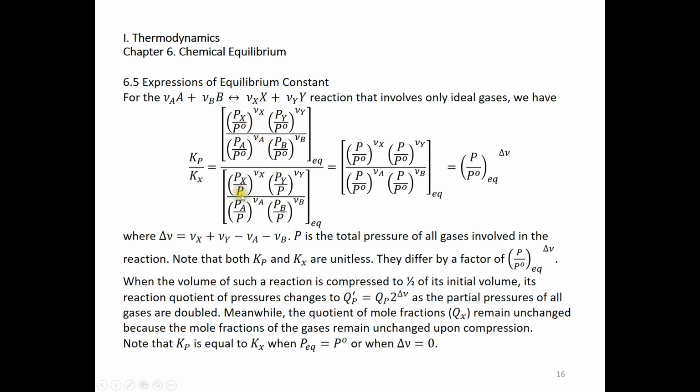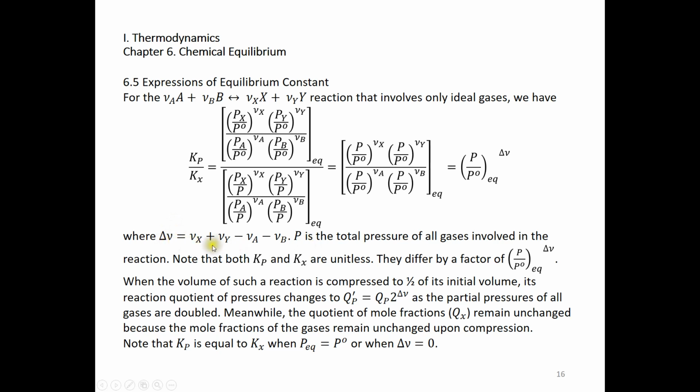We have this P here on the bottom, but 1 over P appears in the denominator, so we flip this up and then we get this expression. Alright, so it's P over P naught to the power of nu sub x on top, P over P naught to the power of nu sub y on top. And overall we can combine everything. It's going to be P over P naught to the power of delta nu. What's delta nu? Again, it's just nu x plus nu y minus nu a minus nu b. Nu is the stoichiometric coefficient.